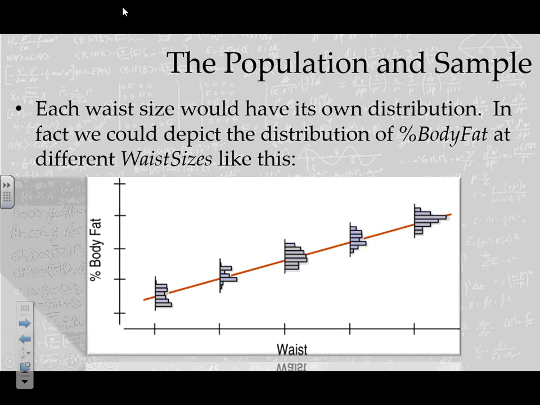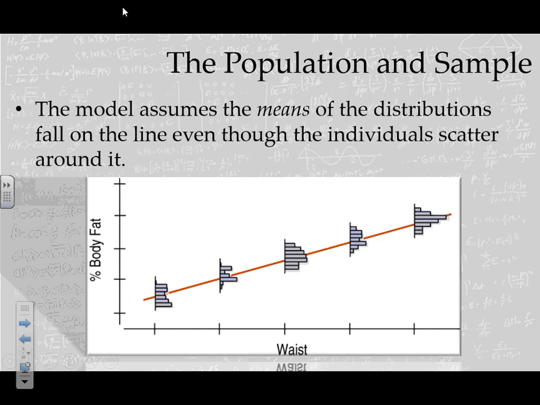The mean. So when we create our regression model, that model assumes that the means of each of those distributions fall directly on the line, even though individuals scatter around it. So if we matched up all of our distributions, lined them up along the x-axis and put them out in order, we should be able to draw a straight line through the means of each of those distributions. If we plotted each of those means, we should have a straight line all the way through. That's what our model is telling us should happen.